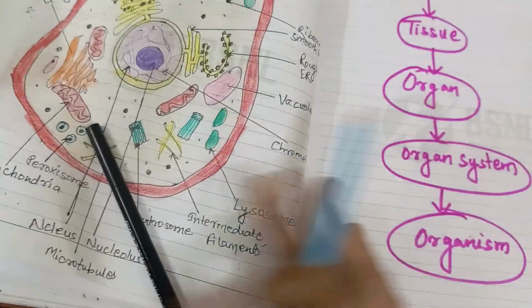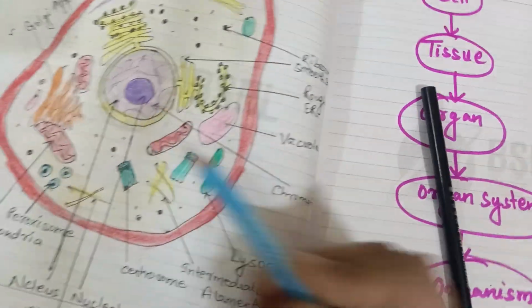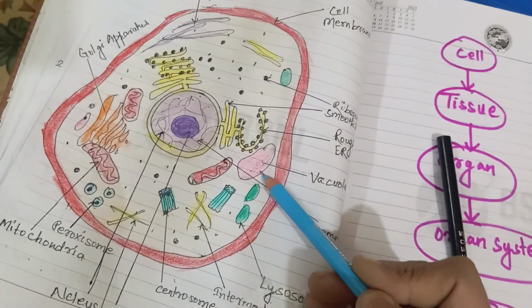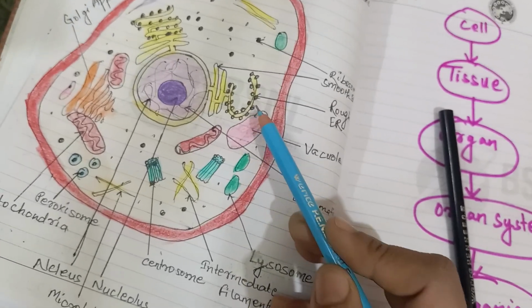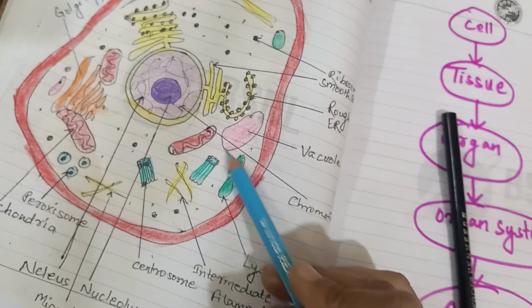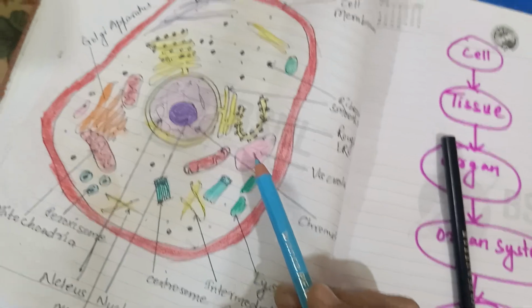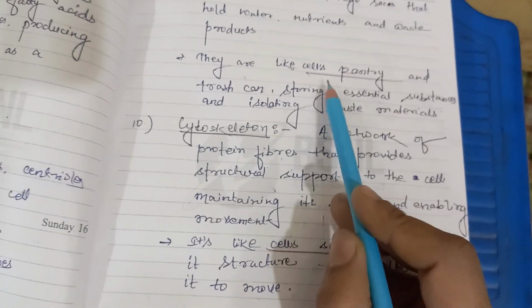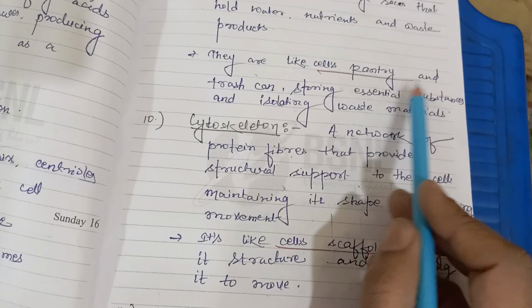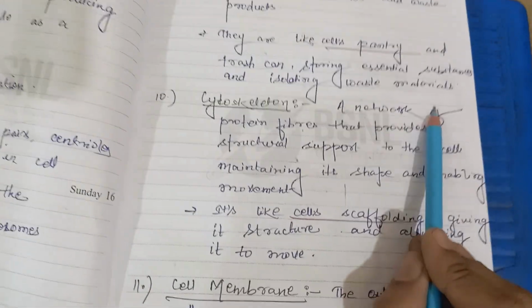Now next is the vacuole. We need to discuss vacuole. So vacuoles are present in the cell. It is like the trash can, or you can say dustbin, or the storage sac of the animal cell. All the nutrients are stored in this vacuole. It's a membrane organelle, and if there is waste material, it is also stored in the vacuole. So if we make an analogy of vacuole, we can say it is like a cell pantry and trash can. It is used for storing substances and isolating the waste material.